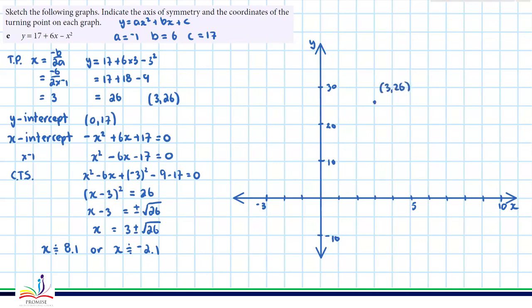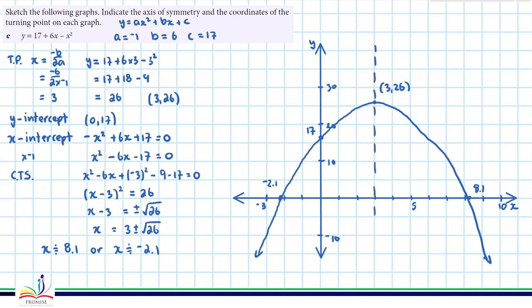All right, we put the points in. Turning point is at (3, 26), where it cuts the y-axis, where it cuts the x-axis. We try and draw the best parabola that we can draw. Give it your best effort. And don't forget to put in your axis of symmetry. And we're done.